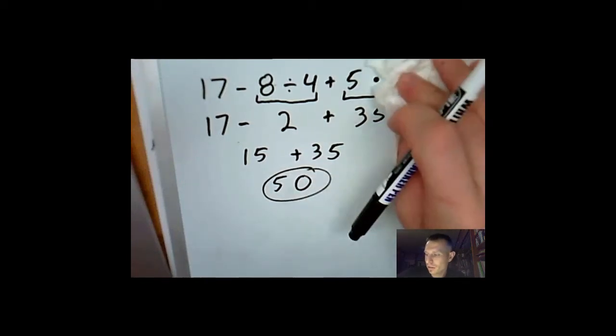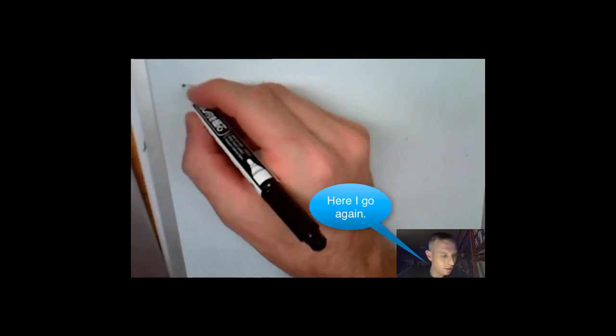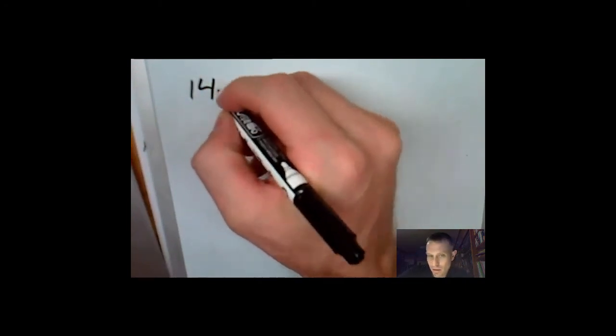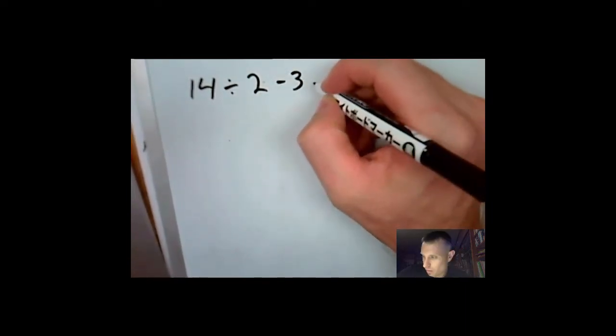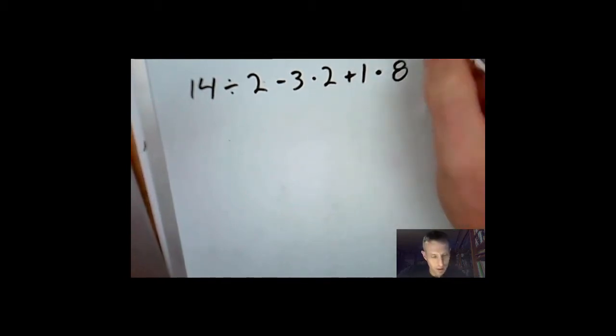Okay, let's do another one. Again, at any time, if it's going too fast for you, you can always pause this and rewind or watch it again later, as the case may be. So let's try 14 divided by 2 minus 3 multiplied times 2 plus 1 times 8.